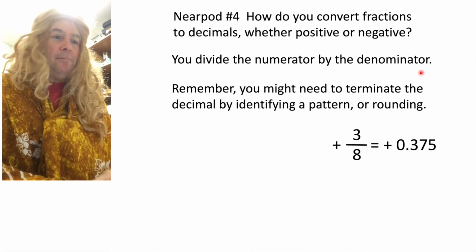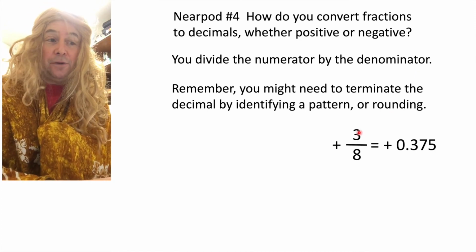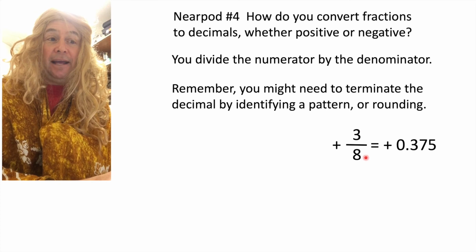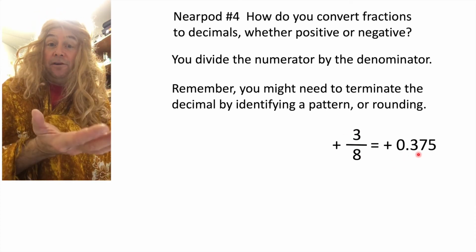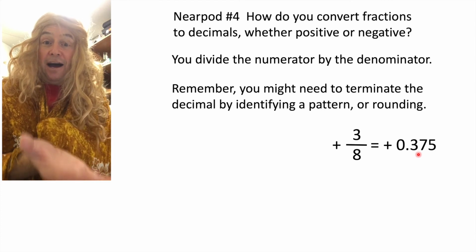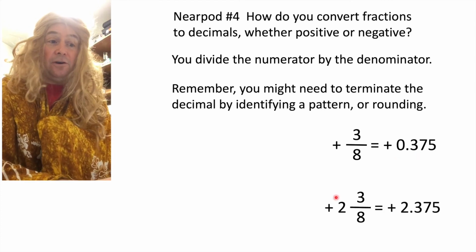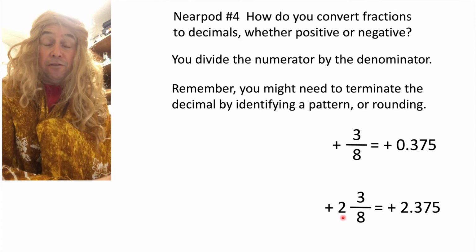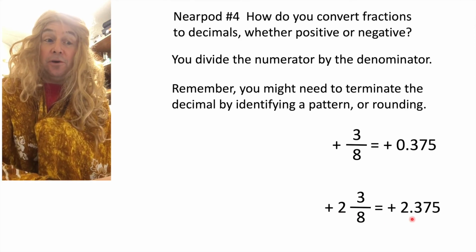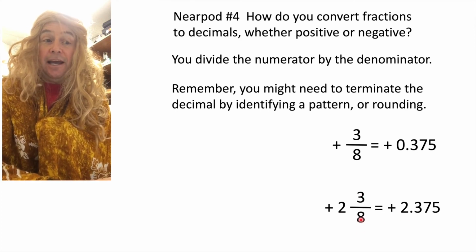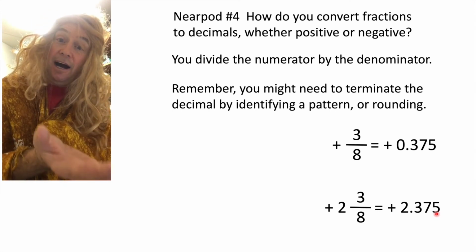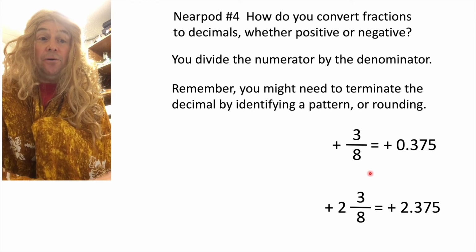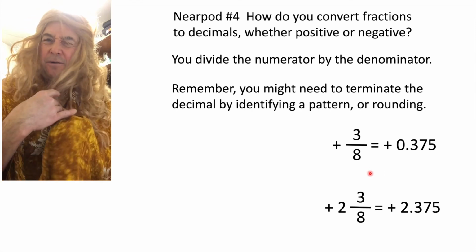So here's a very common one. 3/8. If you divide 3 by 8, a positive 3/8, you would get a positive 375 thousandths, okay? Also, if you were to convert 2 and 3/8, you would get the whole number 2, and then 3/8, the decimal of 375 thousandths, okay? So, are they familiar with doing that already?